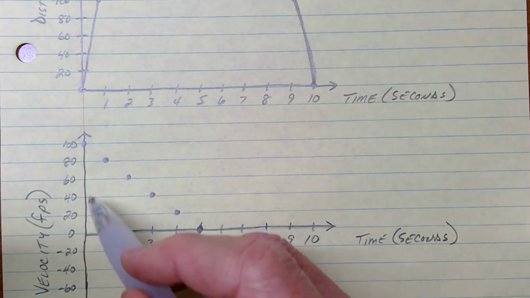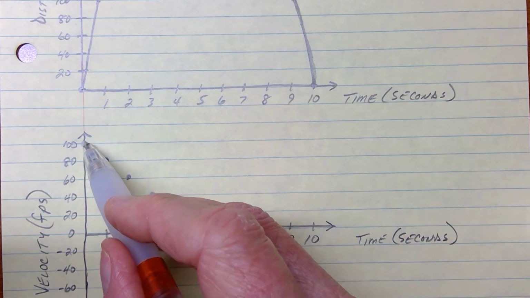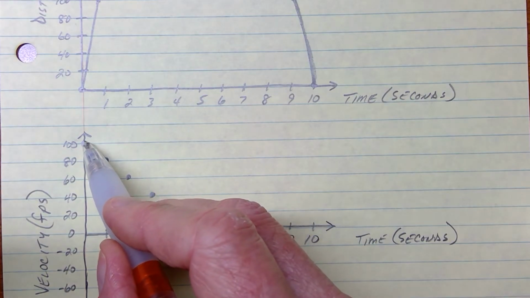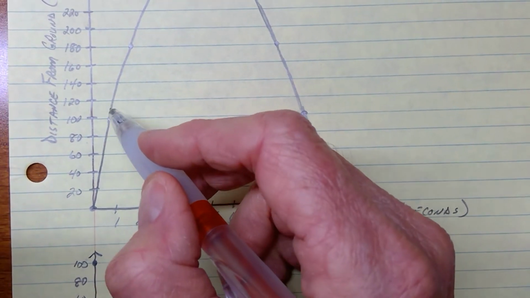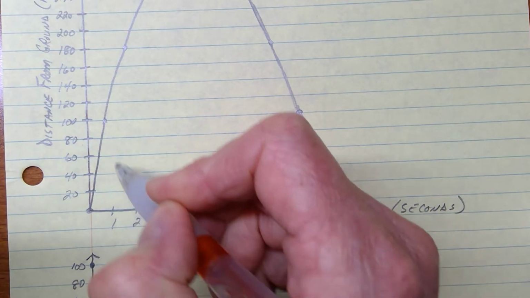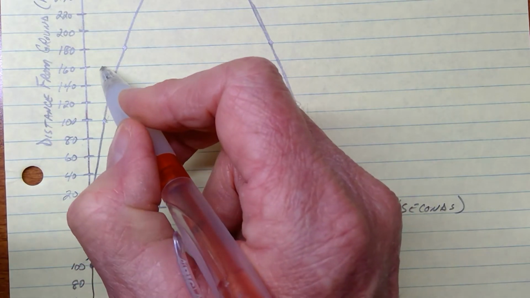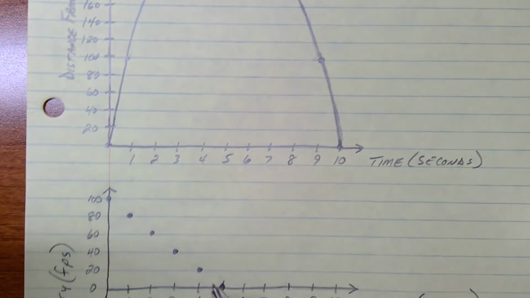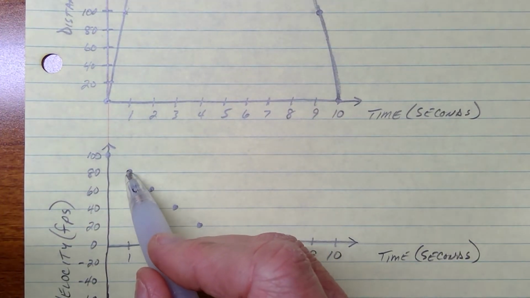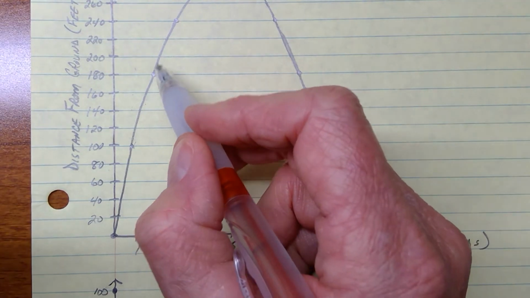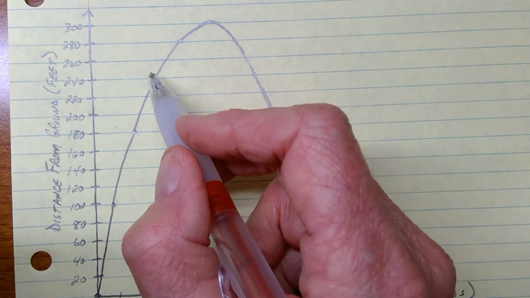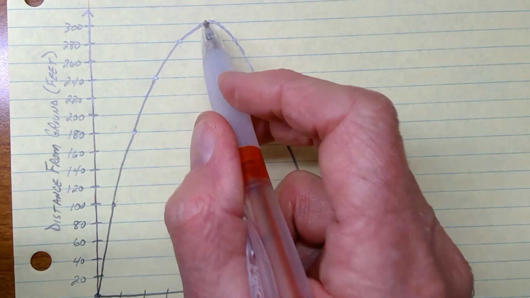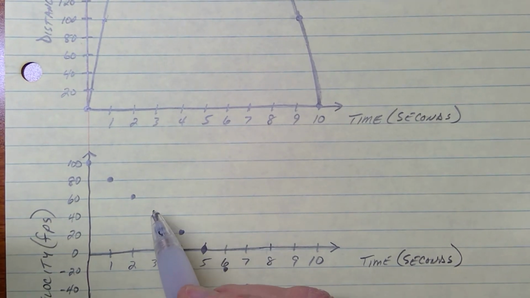So when time was 0, that ball left my hand at 100 feet per second, but it immediately started slowing down. Over the next second, from 1 to 2, it only went 20, 40, 60, 80, up 80 over 1. That's 80 feet per second. So it slowed down to 80 feet per second. And then between the next 2 points, it slowed down to 60, 40, 20.